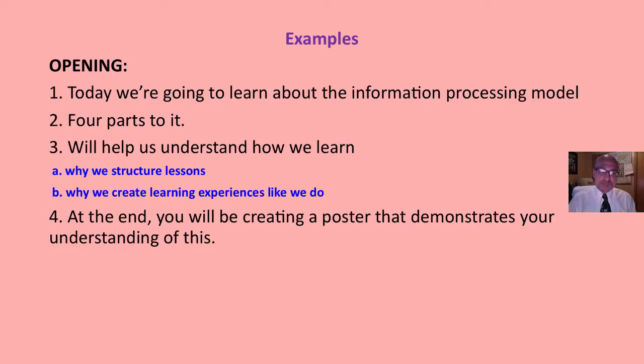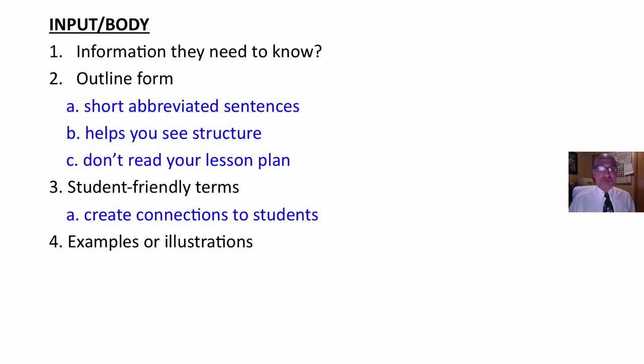And here's an example. Today we are going to learn about the information processing model. There are 4 parts to it. This will help us understand how human beings learn, why we structure lessons the way we do, and why we create learning experiences the way we do. At the end, you'll be creating a poster that demonstrates your understanding of this.